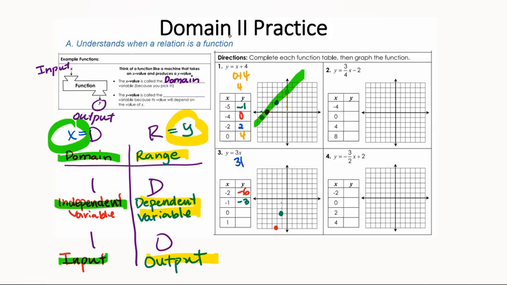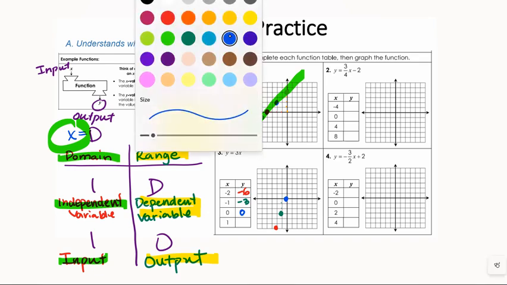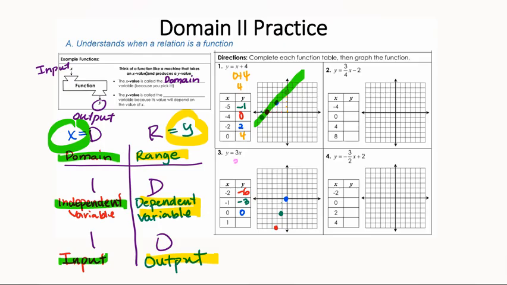Next is 0. 3 times 0, of course, that's 0. So if I put 3, 1, 2, 3, my bad. The input is 0 and the output is 0, somewhere there. Then finally, next, let's use pink. 3 times 1, it's 3. So my input is 1, my answer is 3, somewhere there. Now, the graph is telling me that's the graph. Okay, now that's the way we do it.